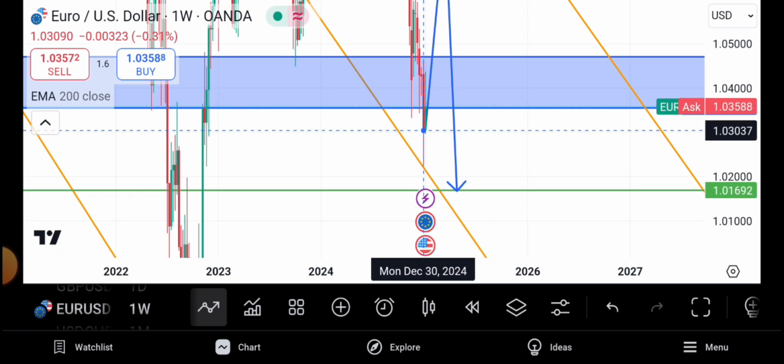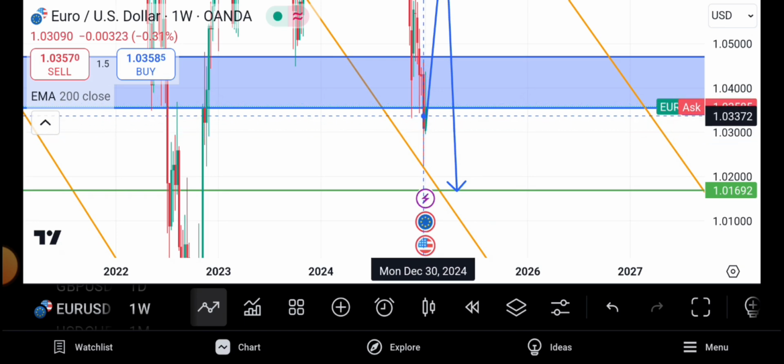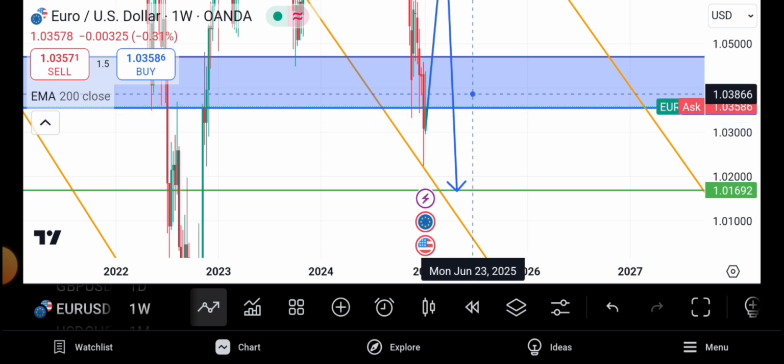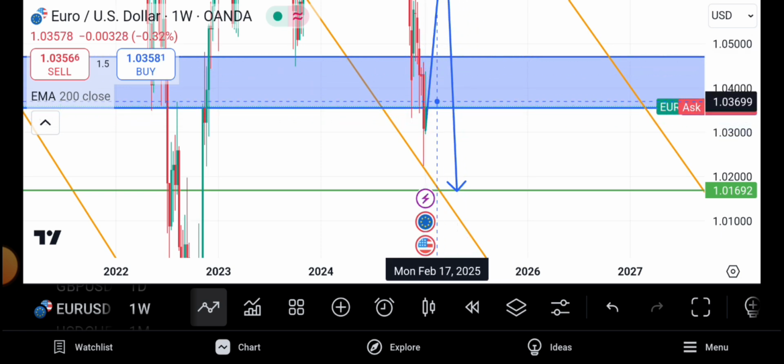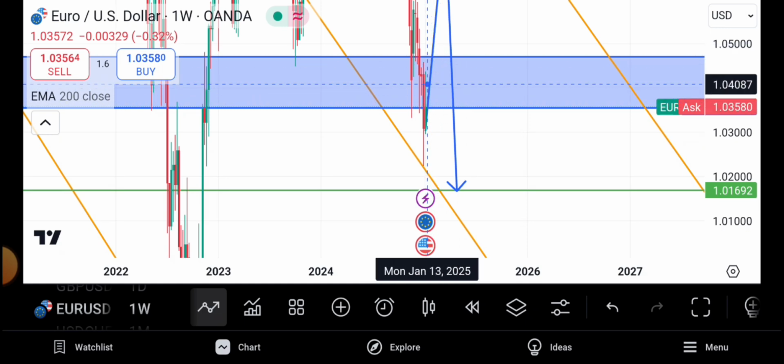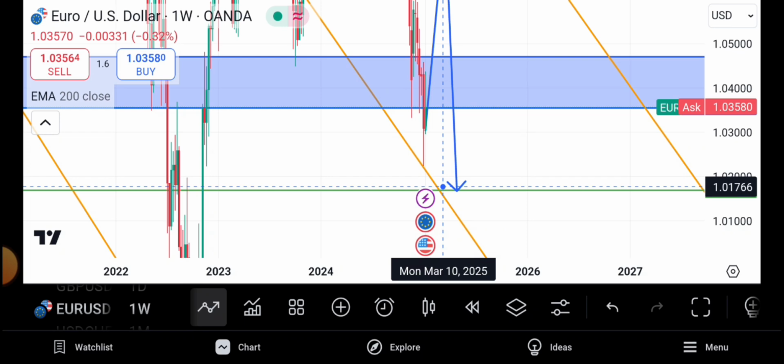If you can remember, in the monthly we said that if this zone, the whole of this blue zone, is broken and then retested, we shall enter to sell up to this zone. So once it has been broken like that, then retested like that, now we are going to enter for sell up to that zone.